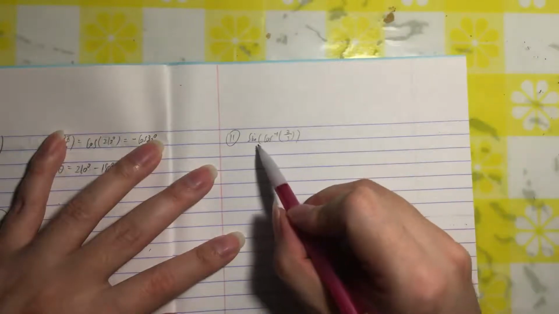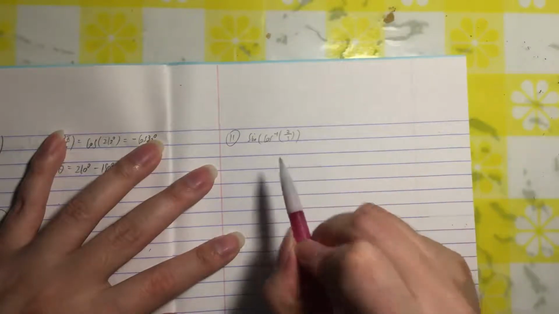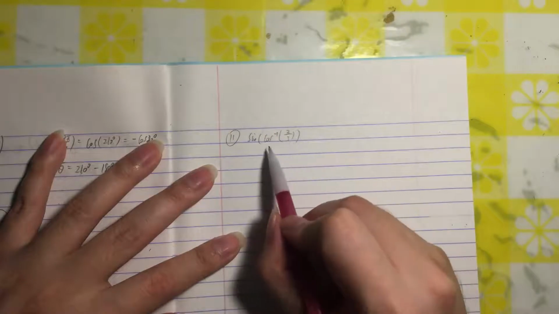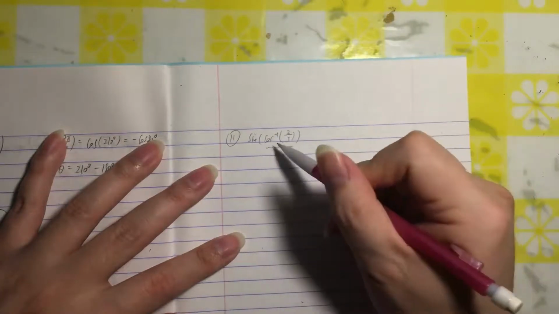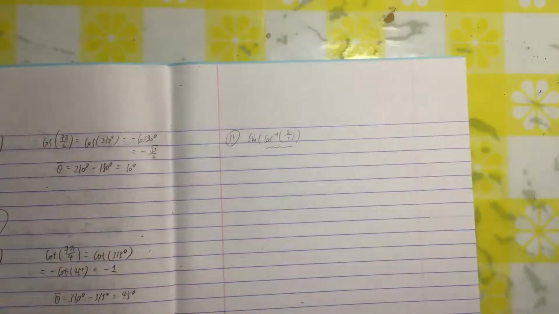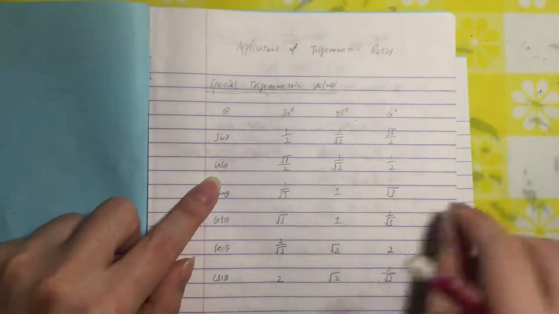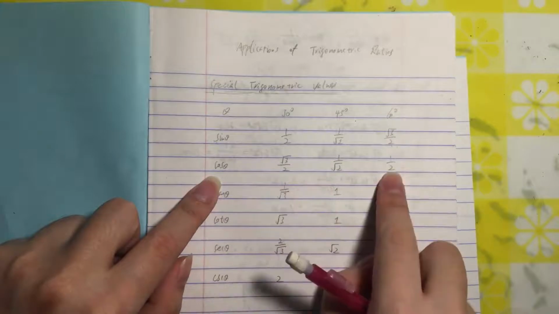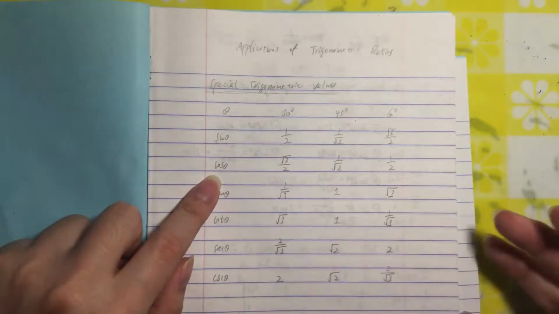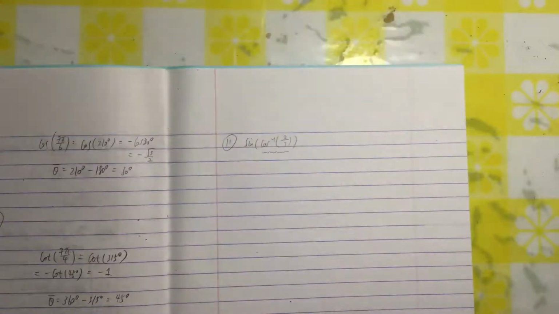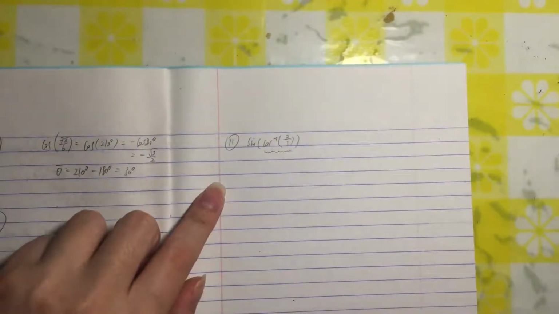Here we have one function inside another function. We must solve the inner function first. What's the inverse cosine of 2/3? We know that 2/3 is not a special value for the cosine function. In this case, we cannot solve it from the table.